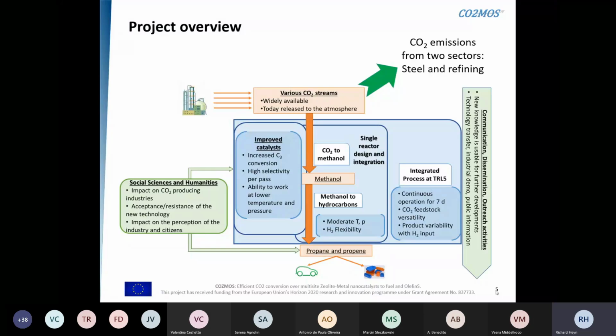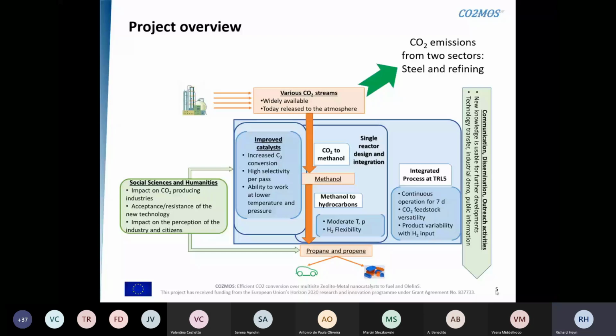As I mentioned, we want to make propane and propene, C3 products. Propane is, as I mentioned, a fuel, and propene can be used as a monomer or a starting point for a variety of other chemicals. To support the scientific work, we have the work on the social sciences and humanities, where we're looking at the impact of this on the CO2 producing industries, the acceptance of this technology and its perception, and of course, as all European projects, we have to be able to communicate and disseminate our work.